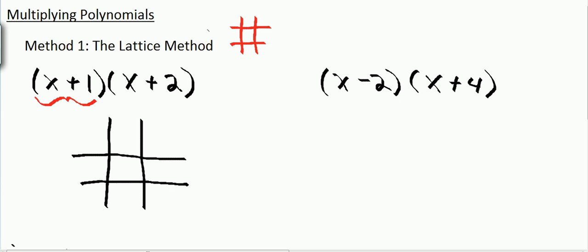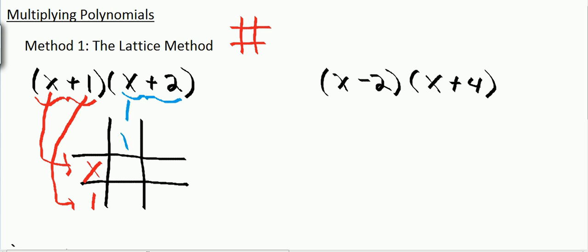And my first polynomial I will place vertically, so each term: my x term here, and my 1 there. And then I'll place my second polynomial, my x value here, and my 2 term there. Then what I do is I fill in these blocks by multiplying the intersecting columns and rows.